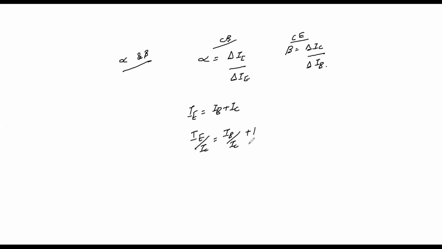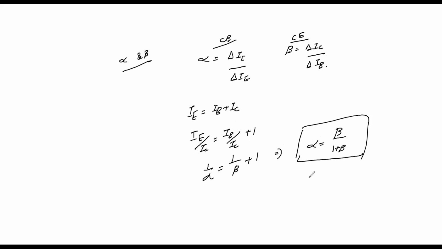We know that IC by IE is alpha, so IE by IC is nothing but 1 by alpha, which is equal to IB by IC, nothing but 1 by beta, plus 1. From this relation we can find alpha. So alpha is equal to beta by 1 plus beta, and beta is equal to alpha by 1 minus alpha. So this is your relation for beta and alpha.